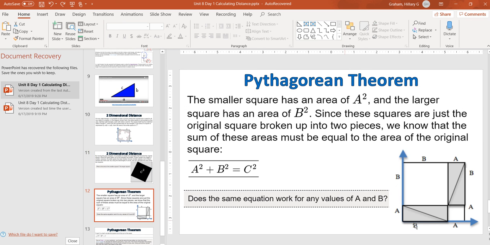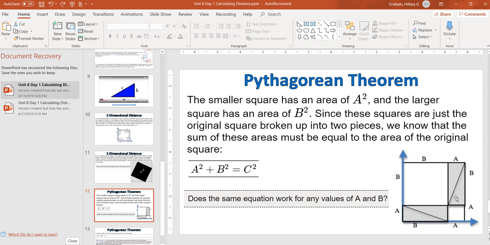So, looking here, I could make 2 rectangles with those gray triangles that I had previously. The smaller square has an area of A squared. The larger square has an area of B squared. Since these squares are just the original square broken up into 2 pieces, we know that the sum of these areas must be equal to the area of the original square. This is basically a long way of talking to you about A squared plus B squared equals C squared, and you're already an expert on that because we already did Pythagorean theorem.